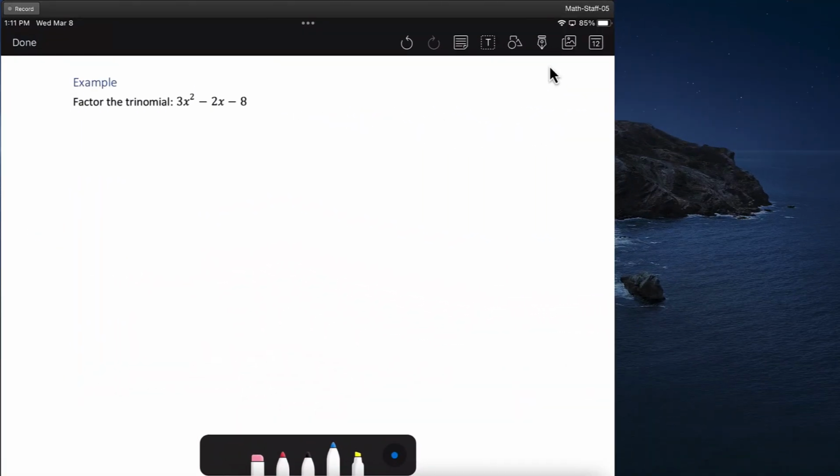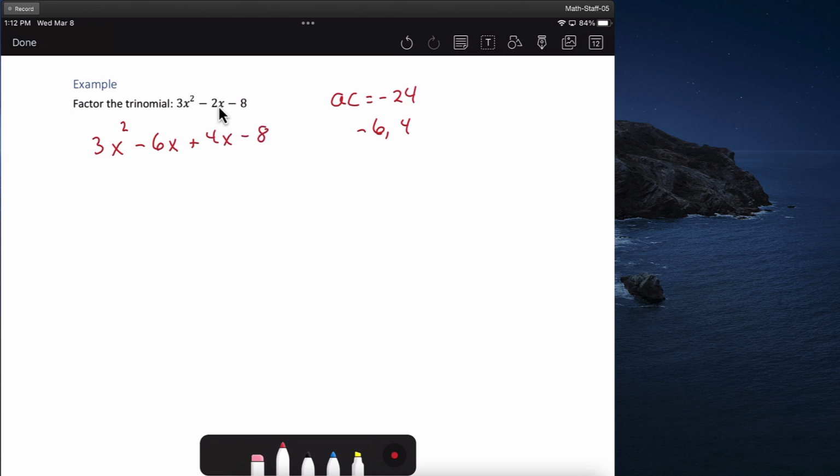In this example, a times c, again, is -24. That's just coincidental. This time we want the two numbers to add to -2. So we need to find two numbers that multiply to -24 and add to -2. Those two numbers are -6 and +4. Again, double check. -6 times 4 is -24. -6 plus 4 will give us -2. So we're going to rewrite the original trinomial, splitting apart the -2x. Instead of -2x, we'll write it as -6x plus 4x minus 8.